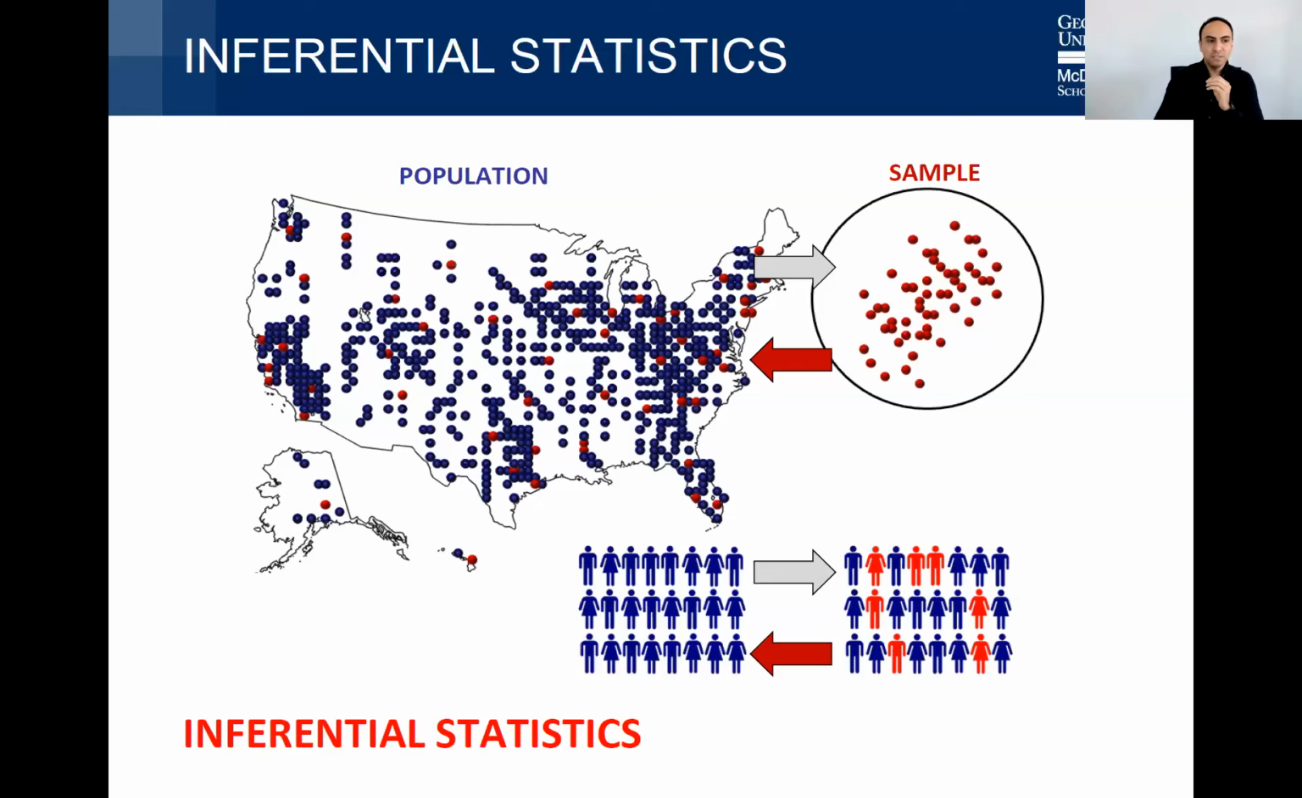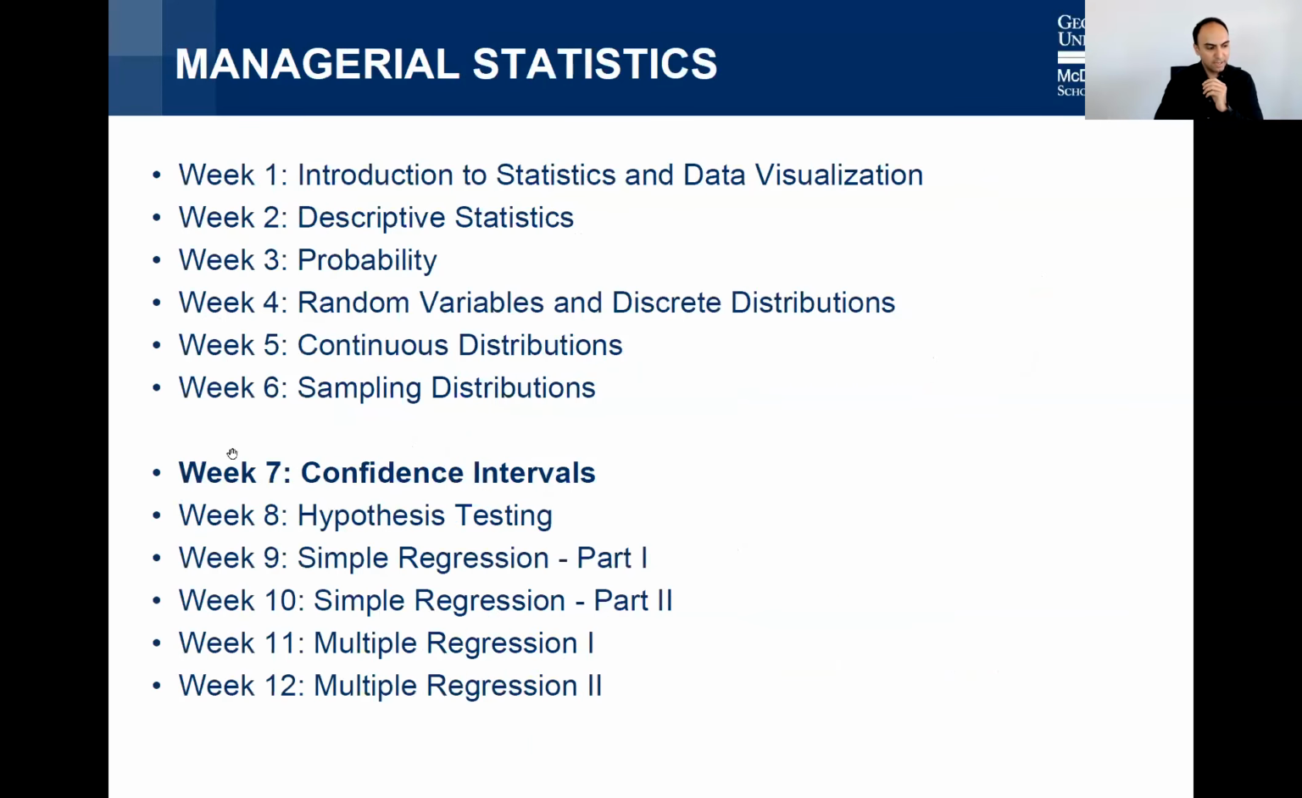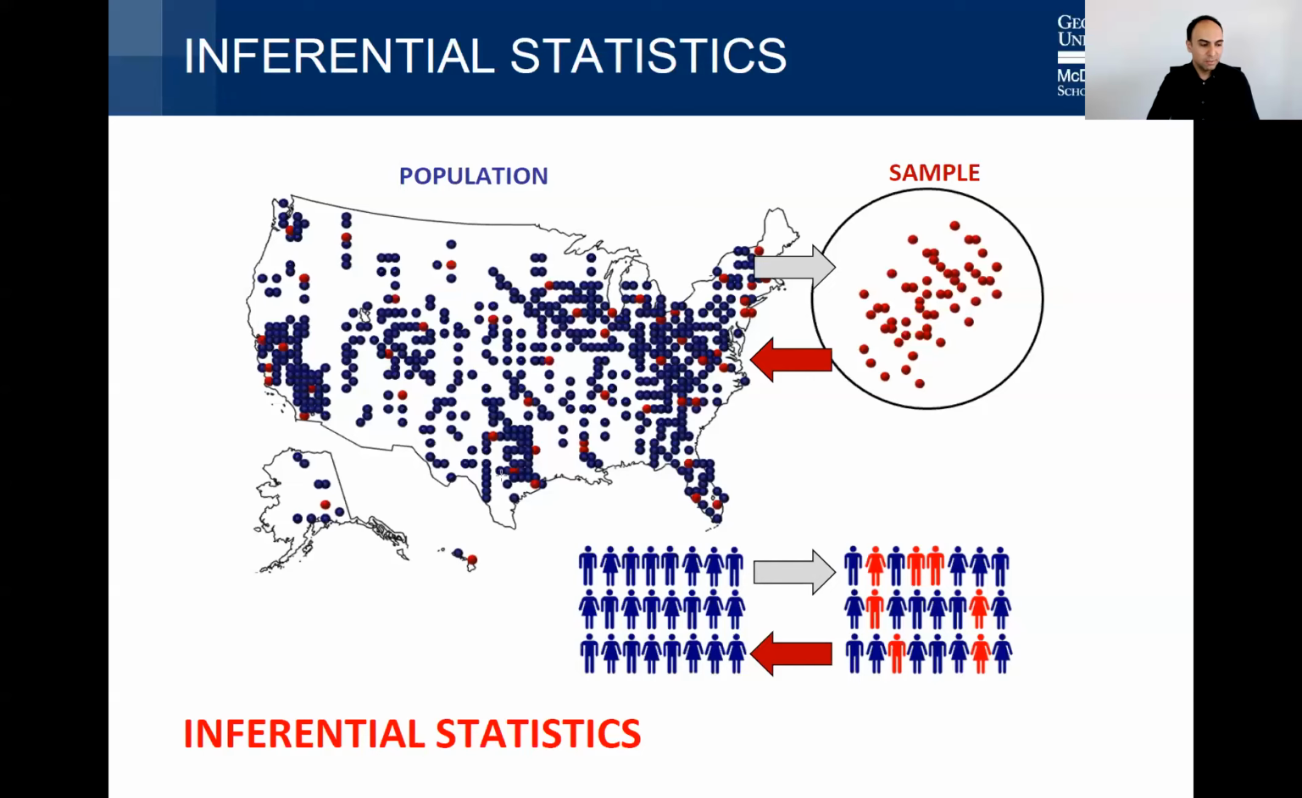In fact, in week number 6, just to give you a big picture of the course, you spent a good amount of time understanding what a sample is and what a sampling distribution is. So you will be familiar with some core concepts in sampling. Once the sample is taken, we can use that information for what we call inferential statistics, which means to tell something about the whole population.